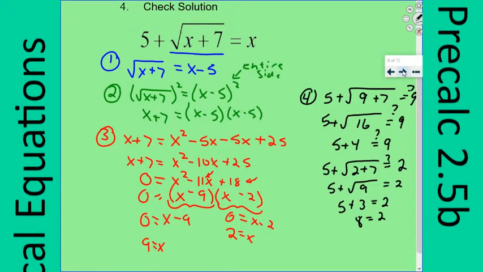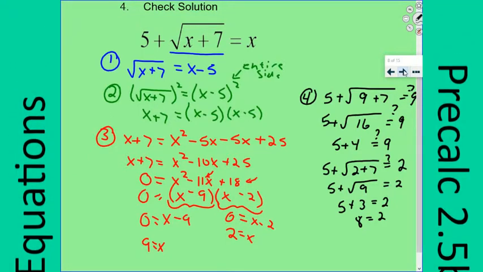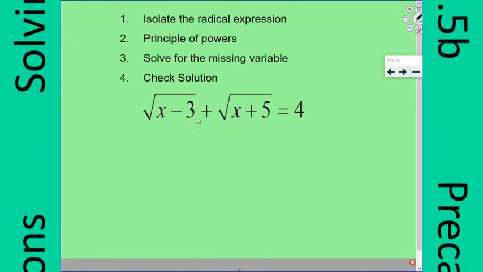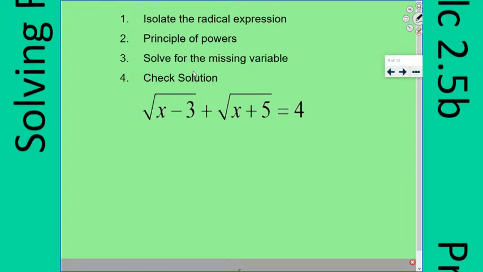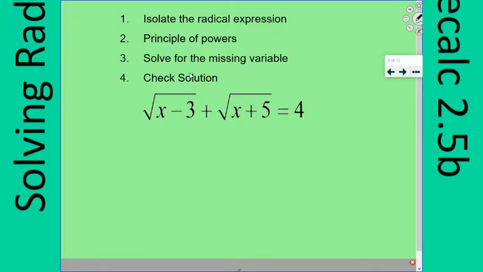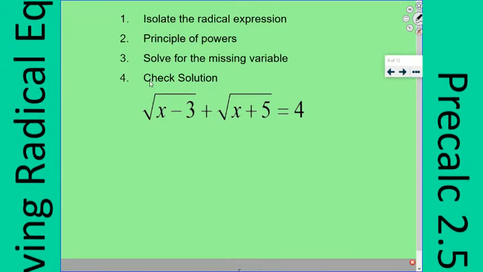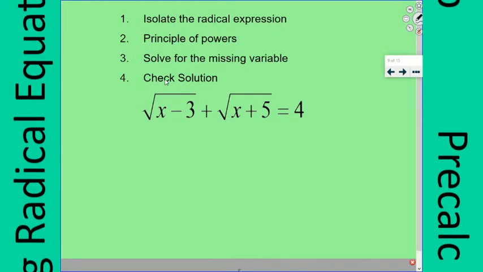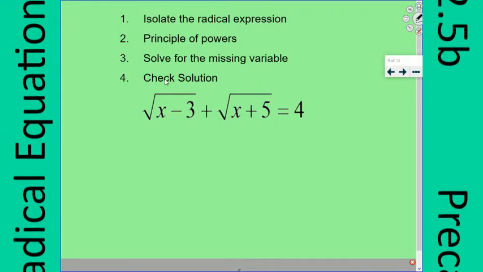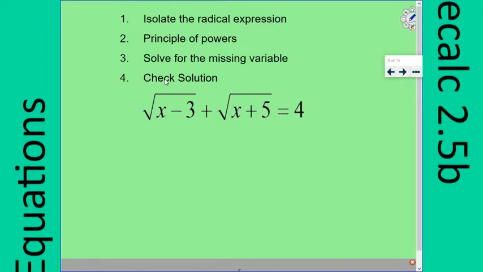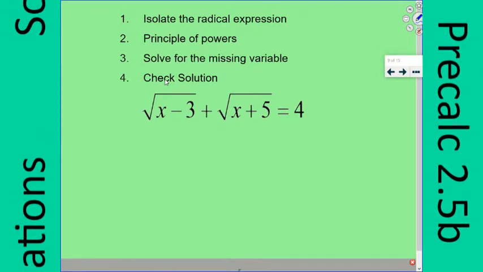Okay, so let's take a look at another problem. Similar, but a little bit different, and looks like this guy. All right, the rules for this are exactly the same. Isolate the radical expression, principle of powers, both sides, solve for the missing variable, check solution. Okay, so we have to isolate the radical expression. However, hopefully you have noticed that there are 2 radical expressions here.